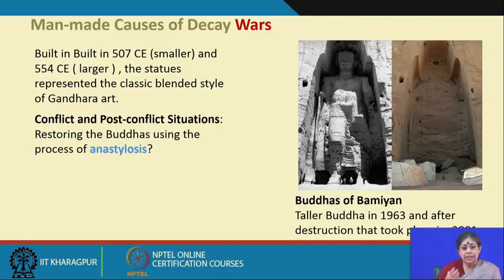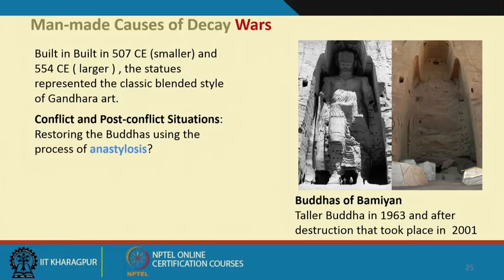It was taken as a symbol. Now, as I say, conservation theory is a very dynamic approach. One has to understand where we go from here and how we restore it. Because it is a World Heritage Site, the international community is now talking about what to do with the Bamiyan Buddha.